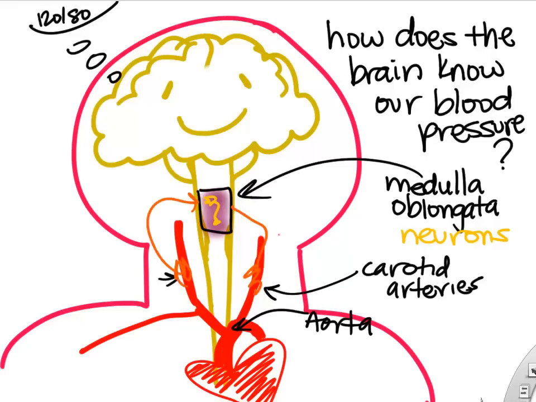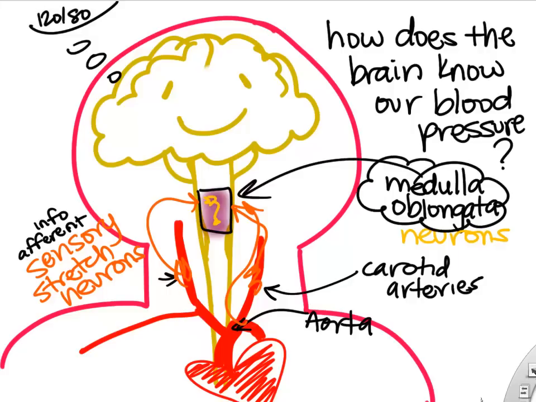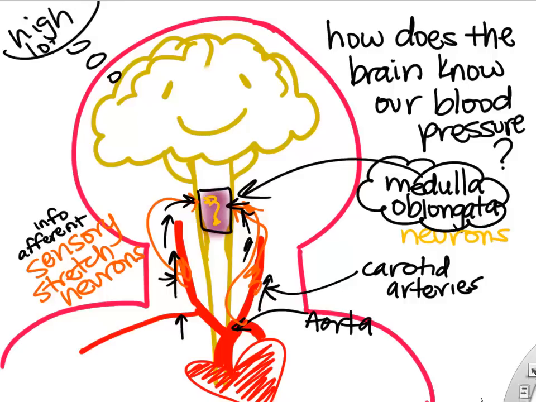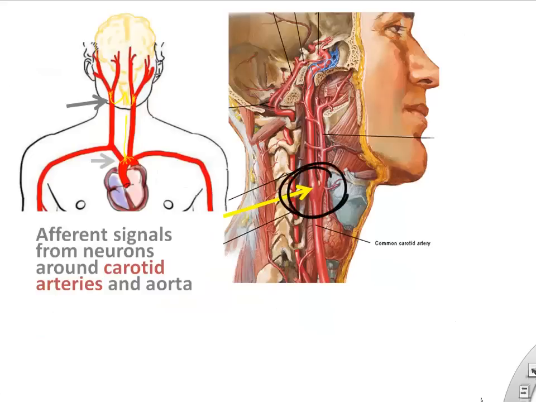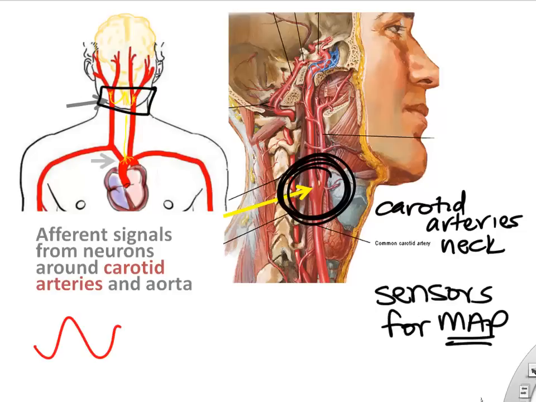So these blood vessels have afferent sensory neurons that are wired up to those arteries, and they sense stretch. And then they sense the stretch, which is your blood pressure, and they send afferent signals to the medulla so that the medulla can make a decision about our blood pressure. So here's just a more anatomical representation of where in the carotids we actually monitor and sense the blood pressure.